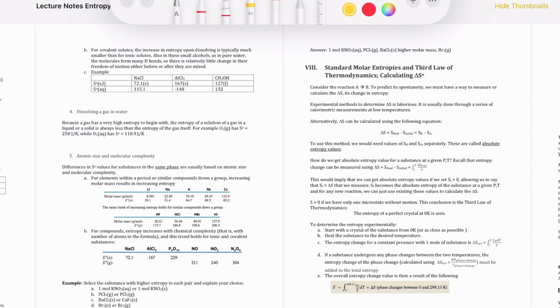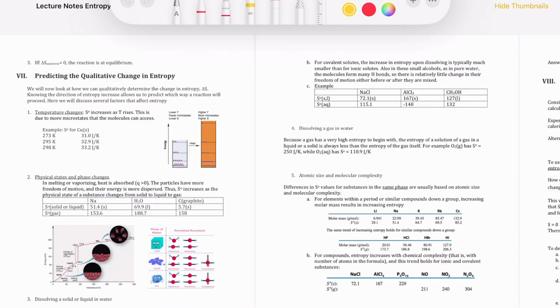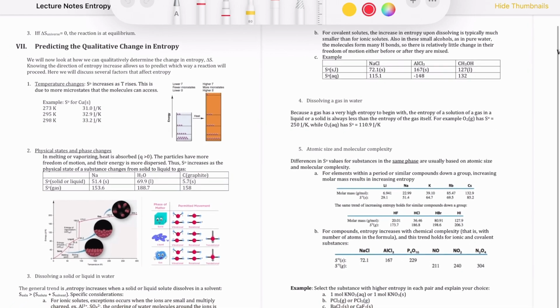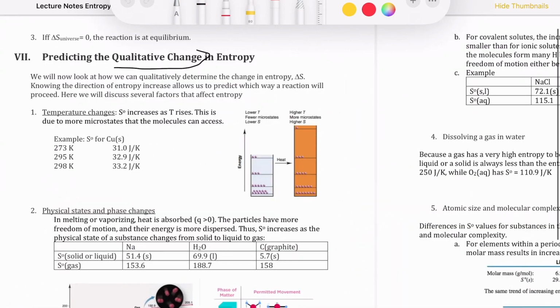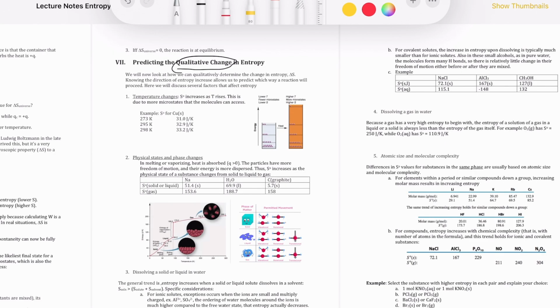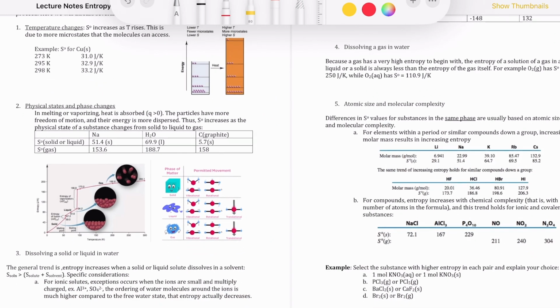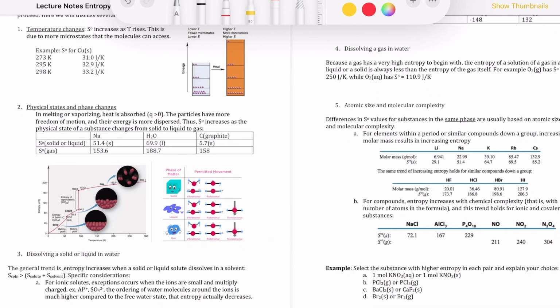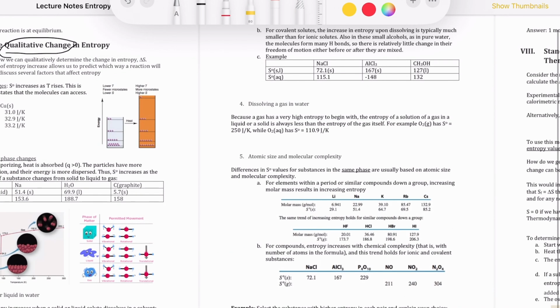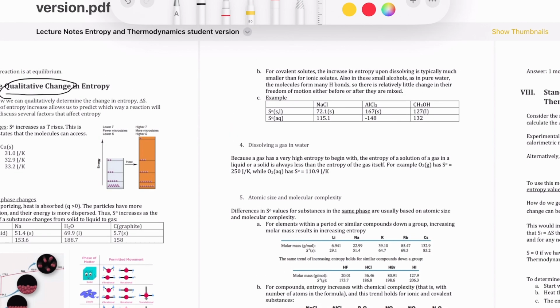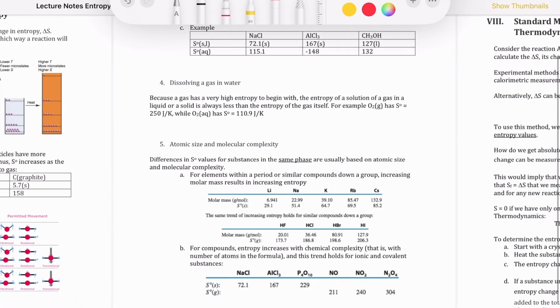Okay, so let's continue our discussion of this quantity entropy. We had looked at how to predict the qualitative change in entropy. So we know that if a substance is at a higher temperature versus a lower temperature, its entropy would be higher. A gas would have a higher entropy than a liquid. A liquid will have a higher entropy than a solid. A dissolved solution has a higher entropy than its solute and solvent separated, except when we're dealing with a gas, where a gas actually loses its entropy when it's being dissolved.